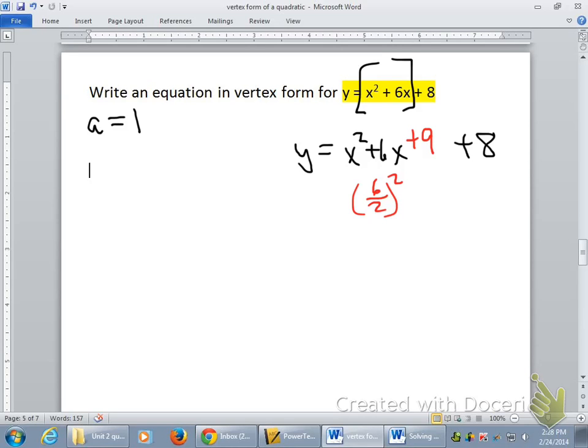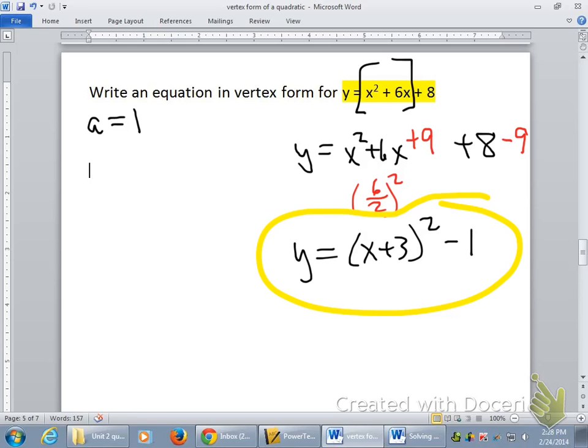If I add 9 here, then I add 9 here. But then it just ends up being subtracted, doesn't it? So I'm going to do minus 9. And that cleans up. What does a square look like when you clean that up? That's going to be x plus 3 squared minus 1. And vertex form.